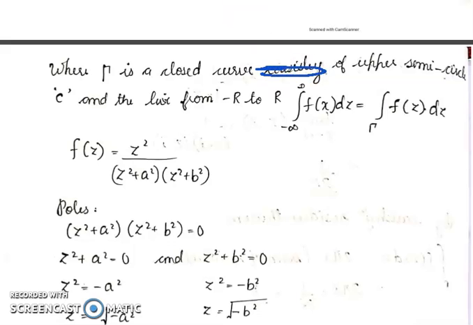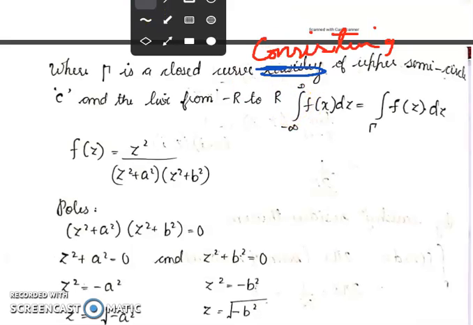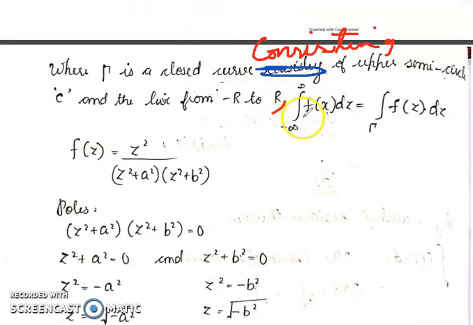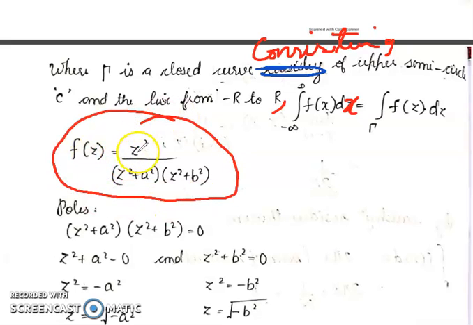So this is consisting of upper semicircle C and the line from minus r to r, and this is the equation we are taking: the integral from minus infinity to infinity of f of x dx equals the integral over gamma of f of z dz. Now f of z is the function we are assuming, so let f of z equal, replacing x by z, z square by z square plus a square, z square plus b square.